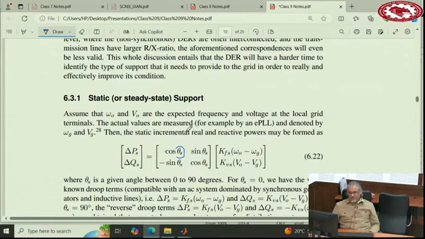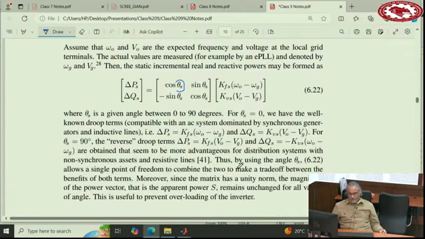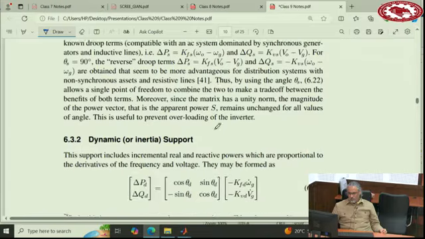Now, this is a static support, because power is connected to the difference between frequency and the nominal, and reactive power to the difference between magnitude and the rated value. So this omega g and Vg are the actual magnitude and frequency of the grid, and these are the rated values.